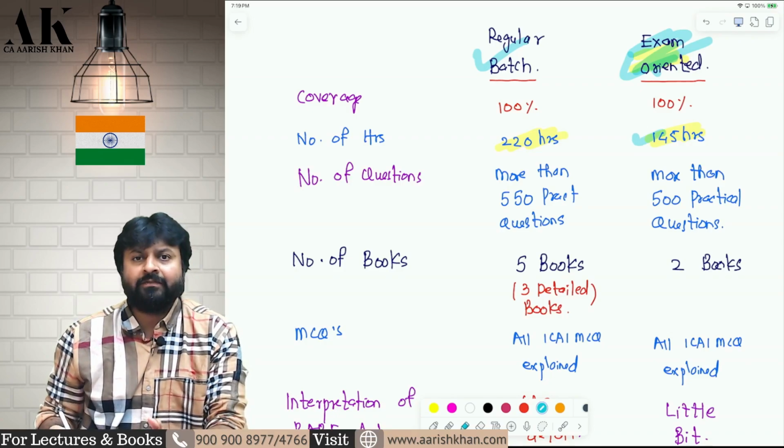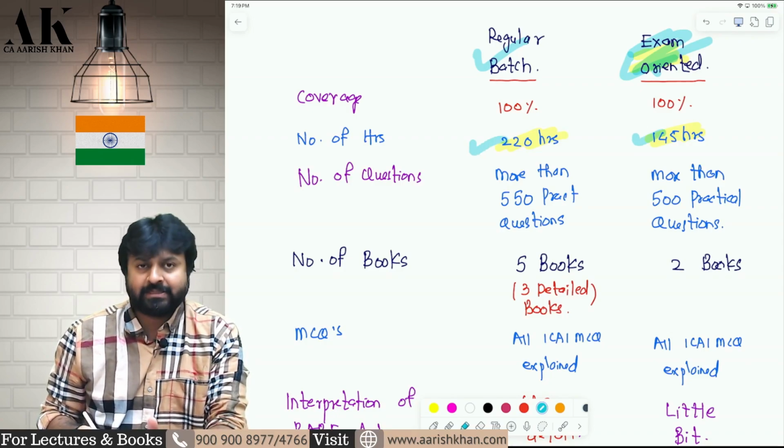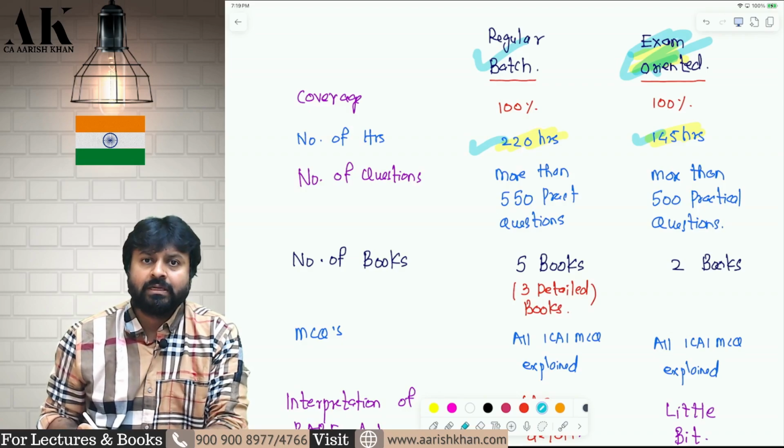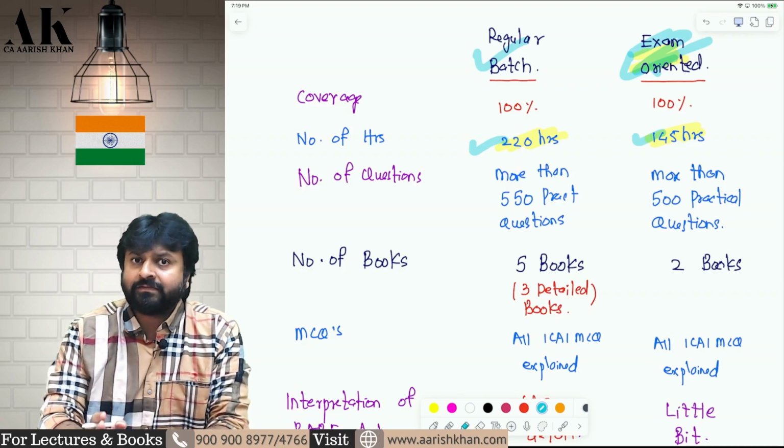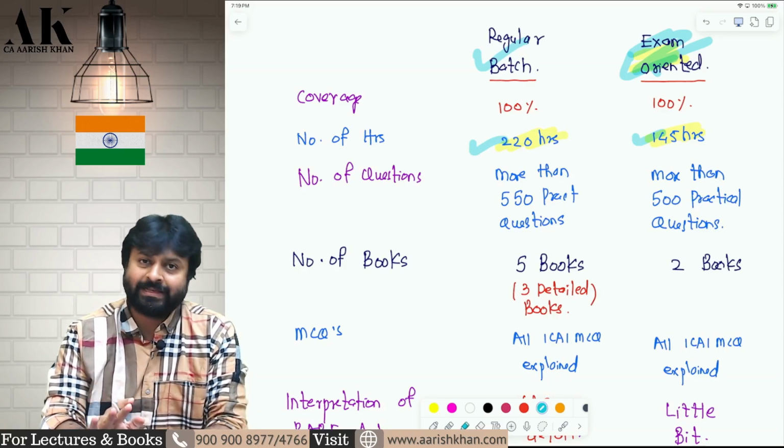Exam oriented is around 140 to 150 hours. Regular batch is around 220 hours. Sir, what about the coverage of the syllabus? The coverage of the syllabus is exactly 100% in both the batches.